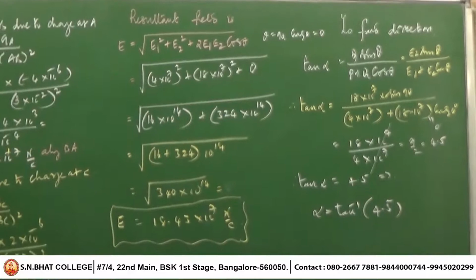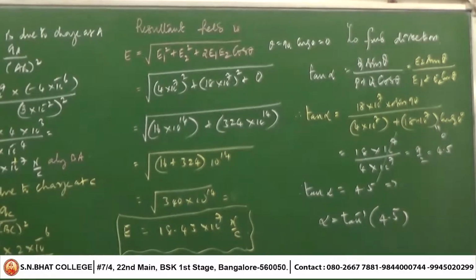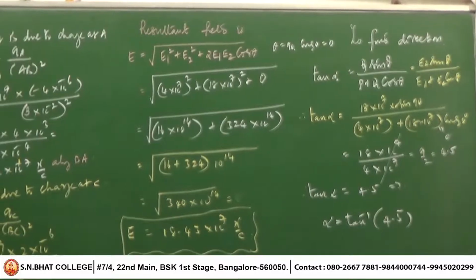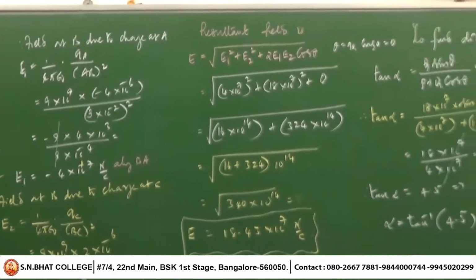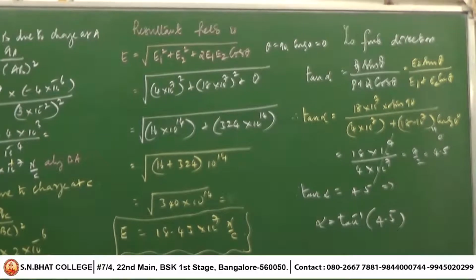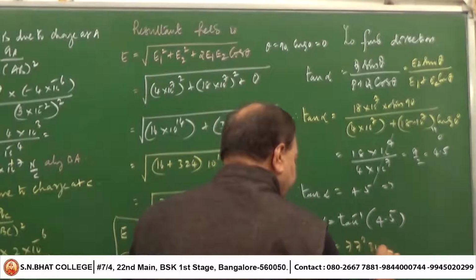Now, in your natural tangent table, you search for 4.5. You do not have the exact value of 4.5, but you must search for the nearest to 4.5. Look, 4.5000 you should search for. See, look, you have got 4.5107 at 77 degree 30 minutes. So it is 77 degree 30 minutes.